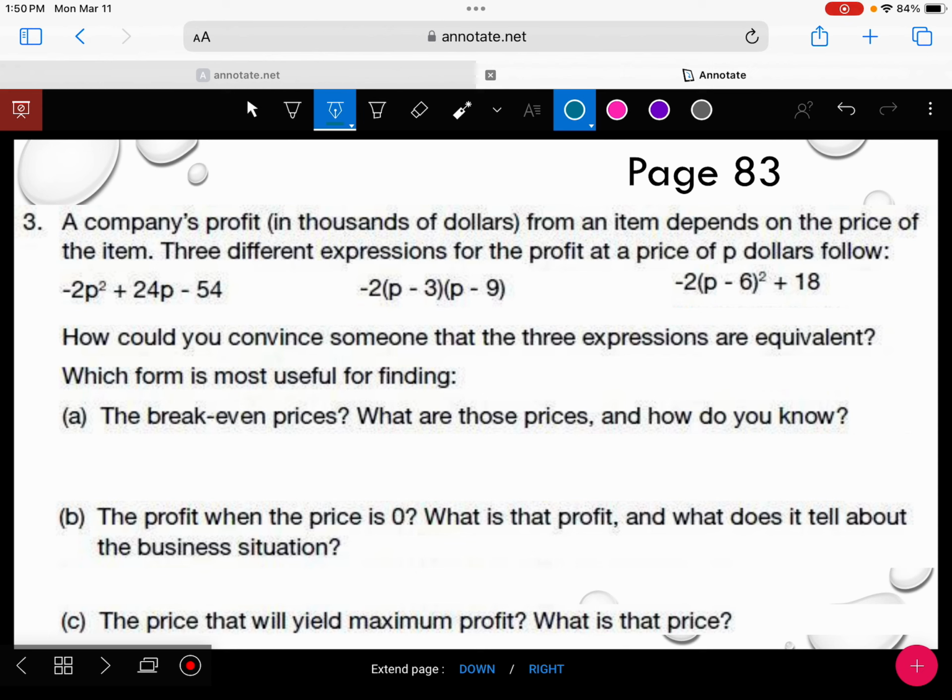So it's the next page, number 3. We've got a company's profit in thousands of dollars. It depends on the price of the item. They sent all their data out to 3 different accountants and said, please write me an equation for my profit. Their 3 different accountants came back with these 3 equations.